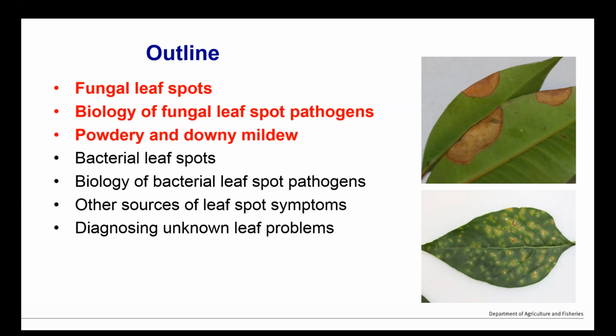Firstly, we're going to talk about fungal leaf spots. They tend to be the most common leaf spot that you'll encounter in a nursery. We'll talk about their biology, the symptoms they cause, and the management of these pathogens. Separately, we'll talk about powdery and downy mildew because they're just a little bit different.